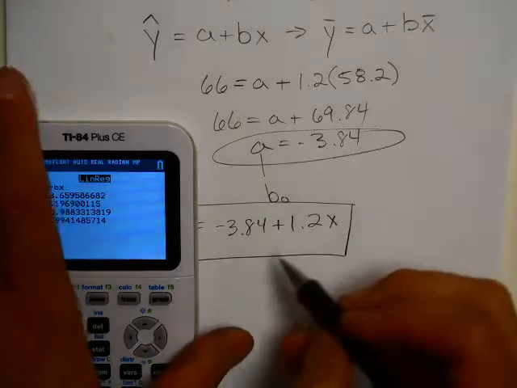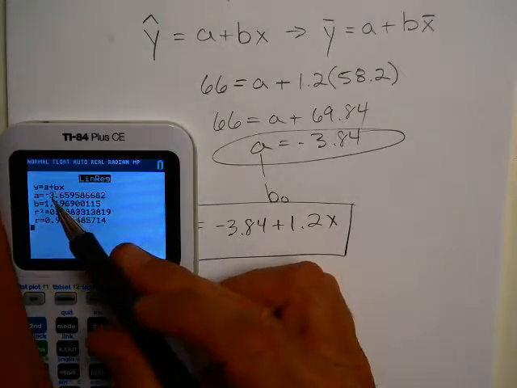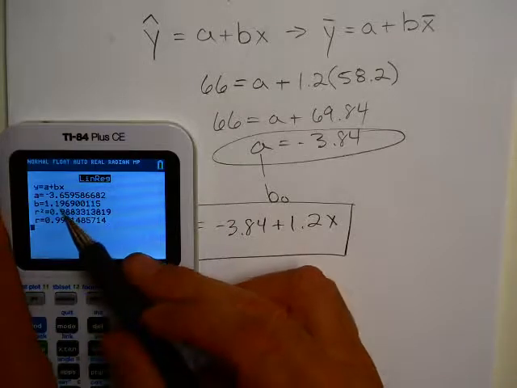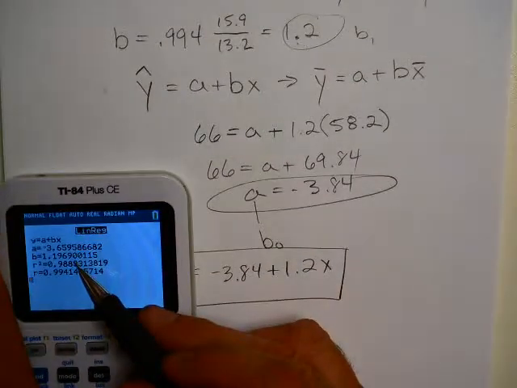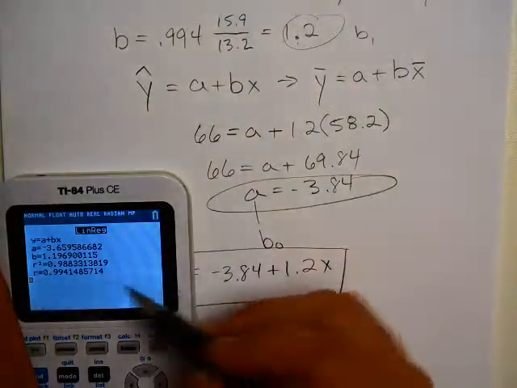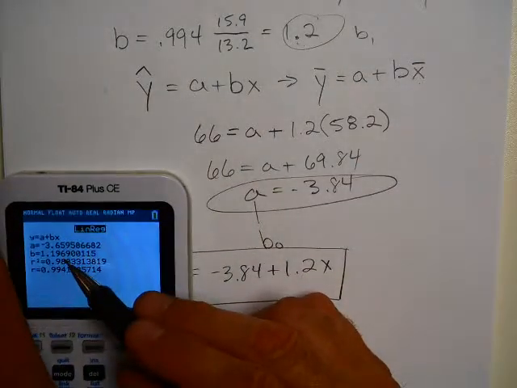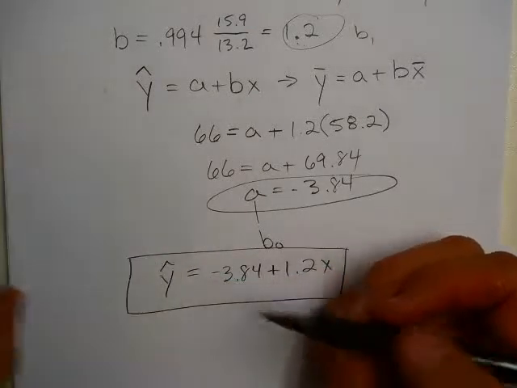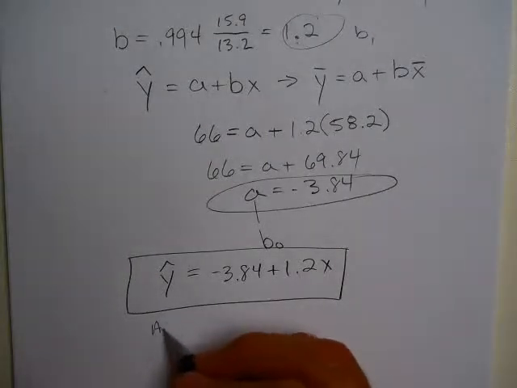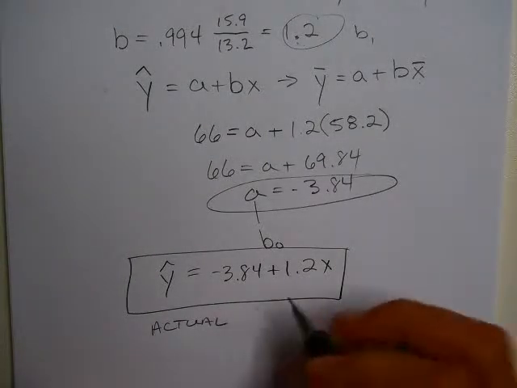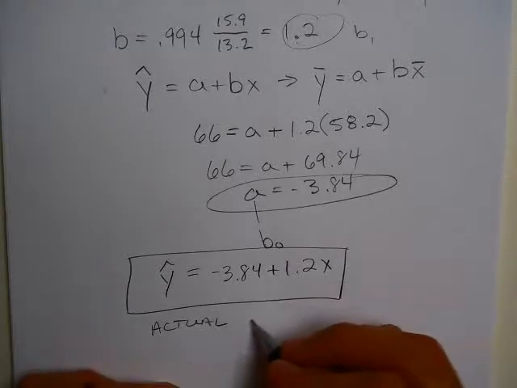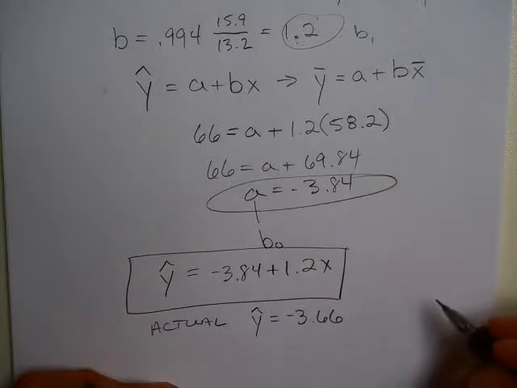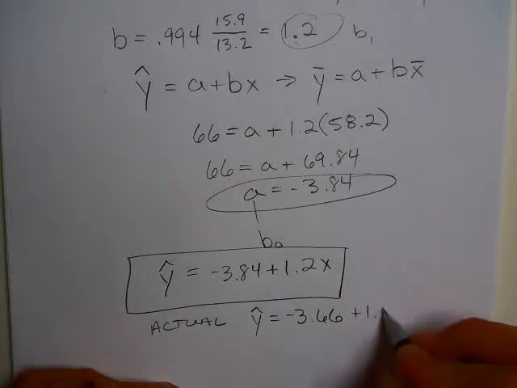We're a little bit different on the y-intercept. So my y-intercept is about negative 3.66. The slope was pretty darn close. I forget now what that number was that we rounded to 1.2, but I'd still round that to 1.2. I think it was 1.197 if I remember right. So the actual, without as much rounding, would be y hat equals negative 3.66 plus 1.2x.